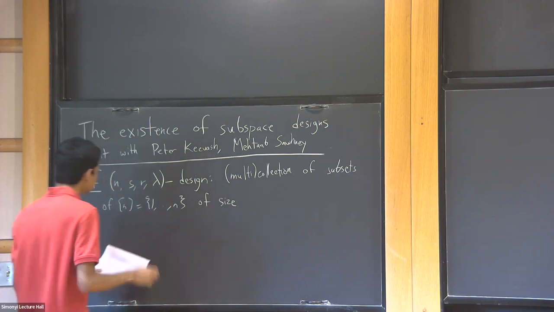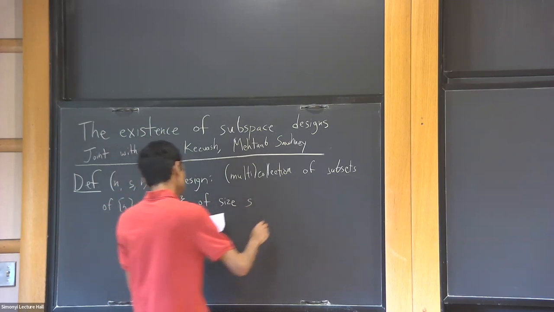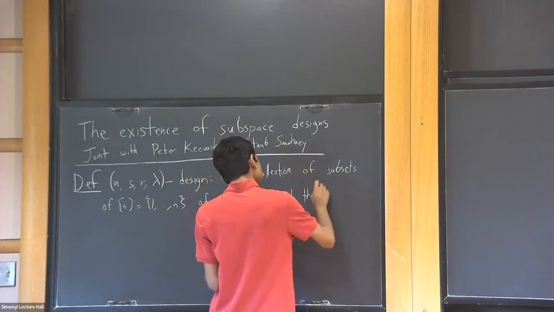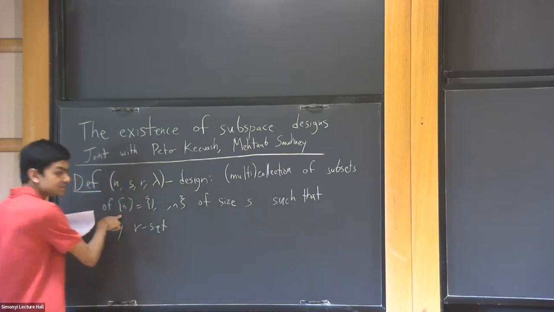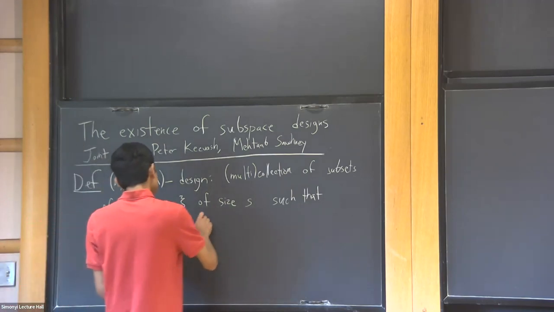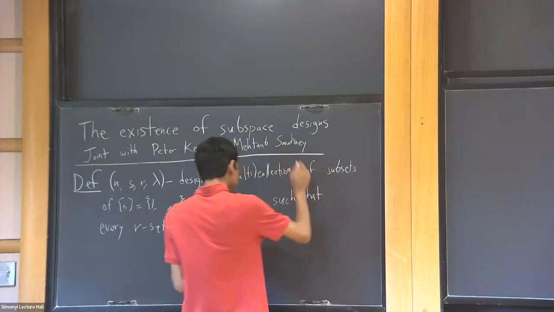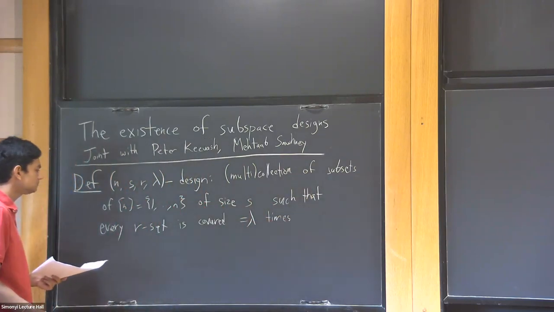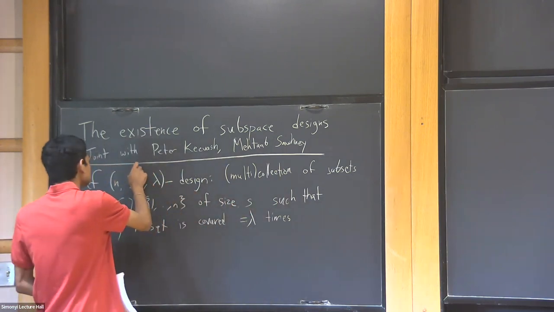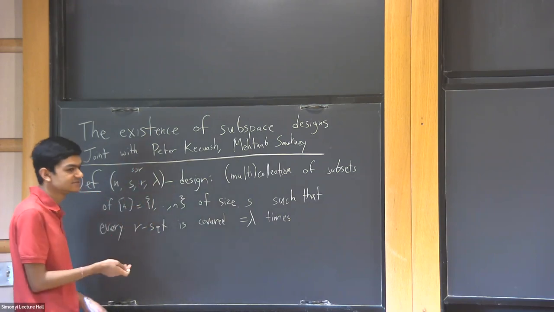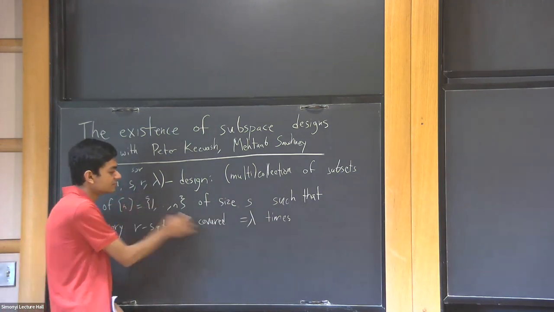My collection will be composed of subsets of size s within this ground set of size n, such that every size r set inside of these elements is covered exactly lambda times. To be precise, each of these size s subsets, let's say s is greater than r, has some size r subsets. If I include all of those across this entire multi-collection and tally it all up, then each r set should appear exactly lambda times.